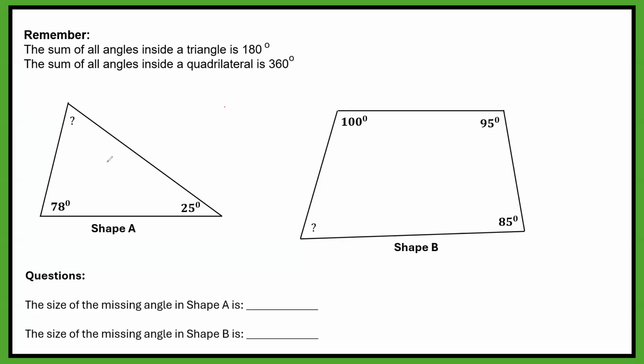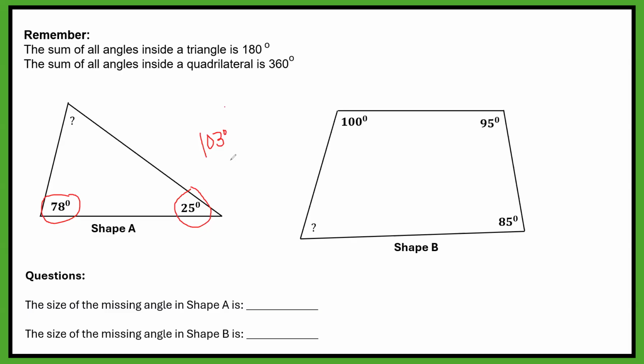What we're going to do, remember, if we're given two of its angles, all we need to do is add them together. That's our first step anyway, okay? So we're going to do 78 degrees and 25 degrees. That gives us 103 degrees. Now remember, if you need to practice adding mentally or using the column method to add, please do practice that, okay? So we've got 103 degrees.